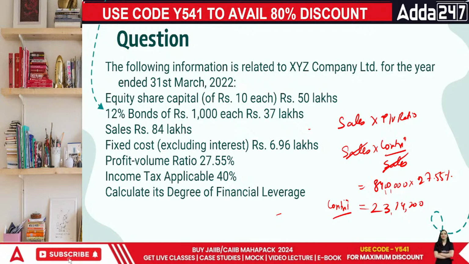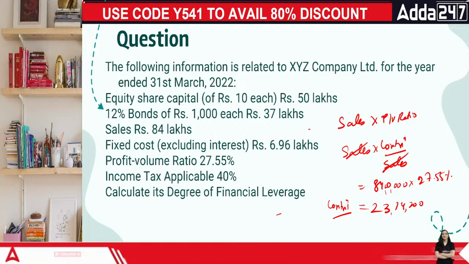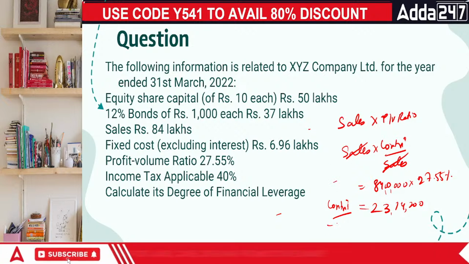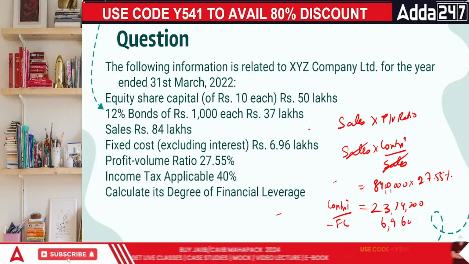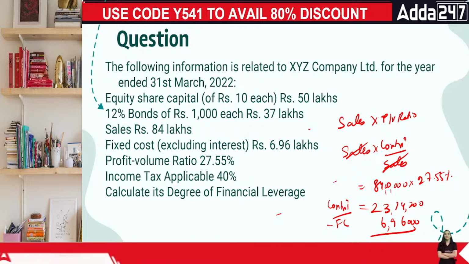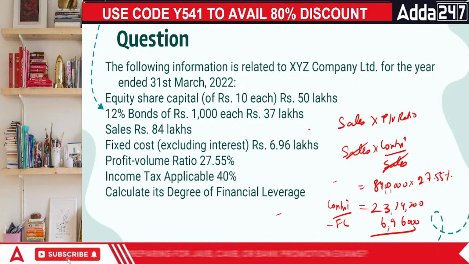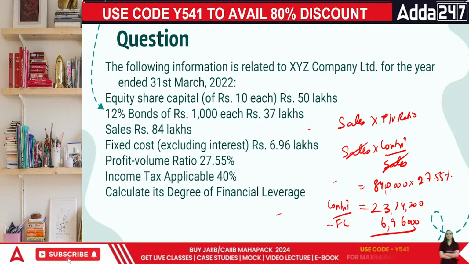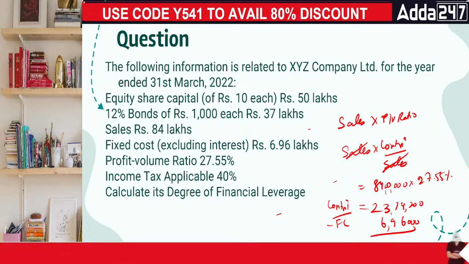Once you have found your contribution, then remove the fixed cost out of it, everyone. The fixed cost is basically 6,96,000. That is minus 6,96,000, giving me a value of 16,18,000. Then remove 40% out of it. 40% is your taxation. So sales minus variable cost is equal to your contribution.